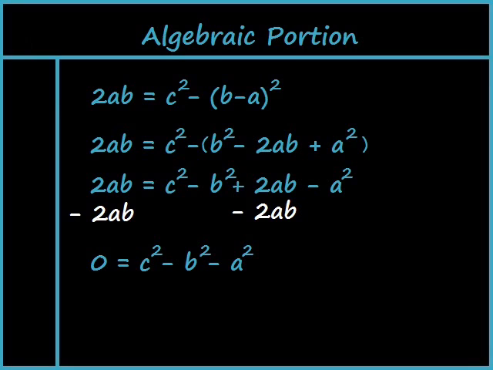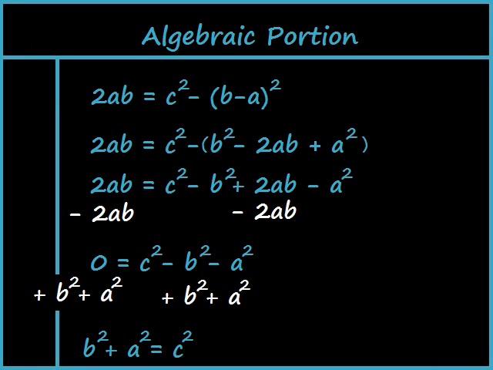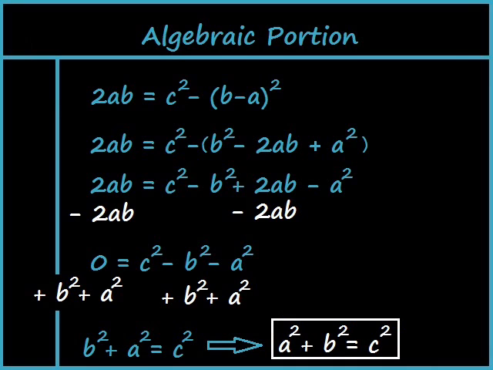Our last step would be to add B squared and A squared to both sides. So now the equation becomes B squared plus A squared is equal to C squared, which is the same thing as A squared plus B squared is equal to C squared, which completes our proof.